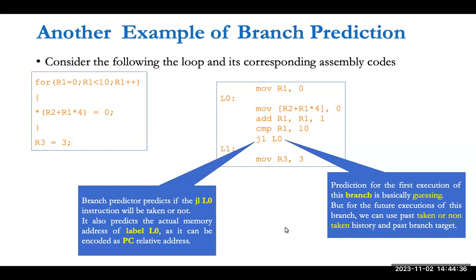But for future executions of this branch, the first time it is just guessing to go to the L0 target, and from there it will compare the condition. When this condition is satisfied, then in the future this branch will be considered taken. So we can use the past taken or not taken history and the past branch target address to predict future execution. But the first time, we don't have any information whether to go to this target address or not. When this kind of problem comes, that is where your control hazard arises.